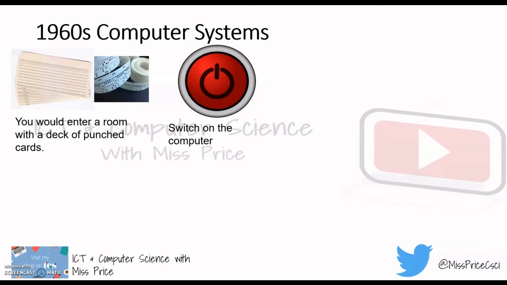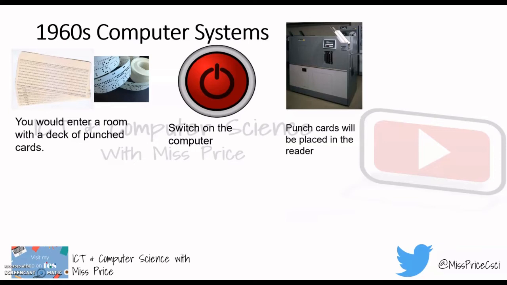They would then switch on the computer, and these days I think we can both quite safely say that we don't tend to switch computers on or off. The computer at this stage would simply have been switched on or off. Then the punch cards would be placed into the reader of the machine. This is what a 1960s computer system may possibly have looked like. Here you can see the reader for the punch cards, but there's no monitor, no mouse, no keyboard.